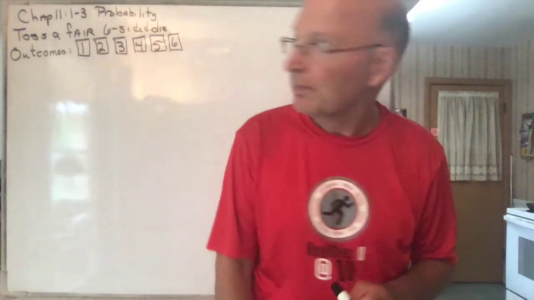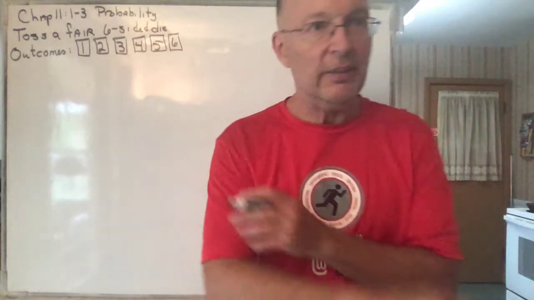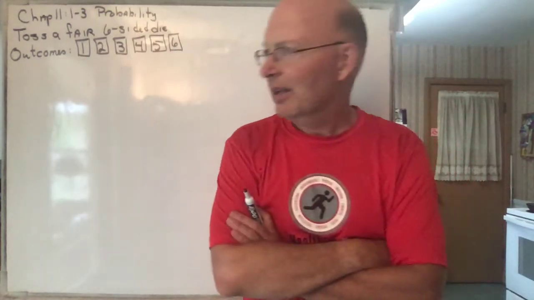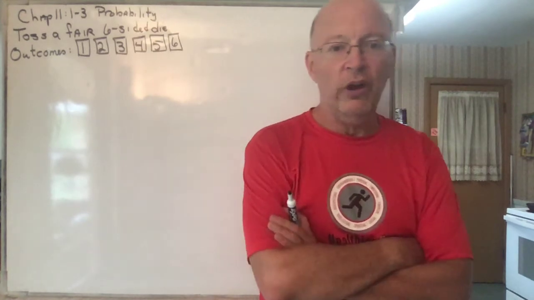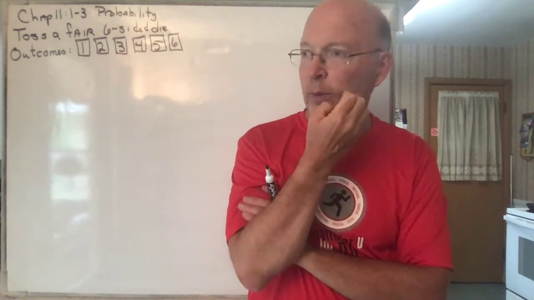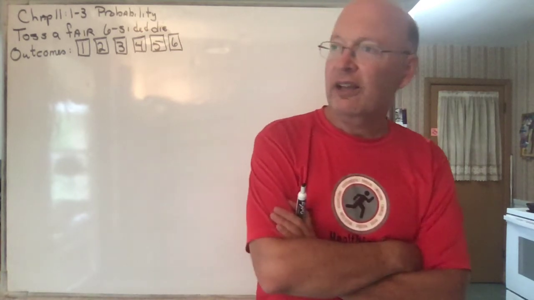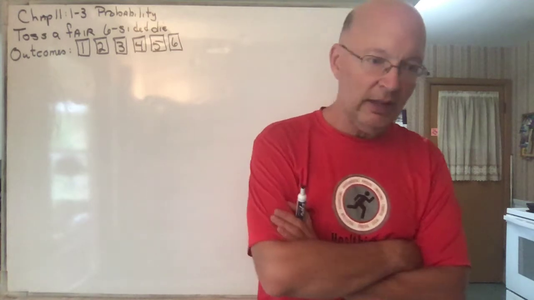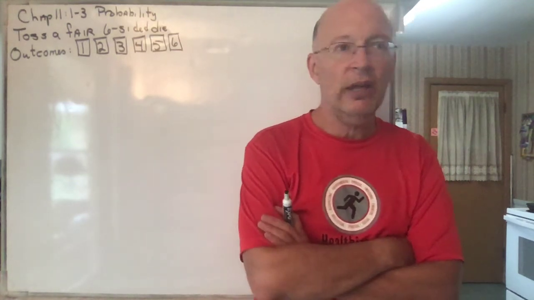Okay, hi everyone. Chapter 11, sections 1 through 3, probability. Probability is something different than we've encountered so far in mathematics. Most all of mathematics, except for probability and statistics, has a definite answer. You ask what's 2 plus 7, and there's no probability about it. The answer is 9. Either you're correct or you're not.